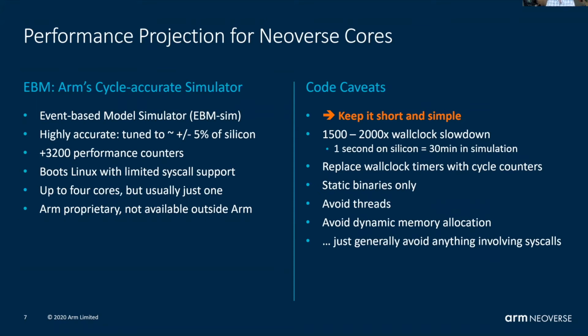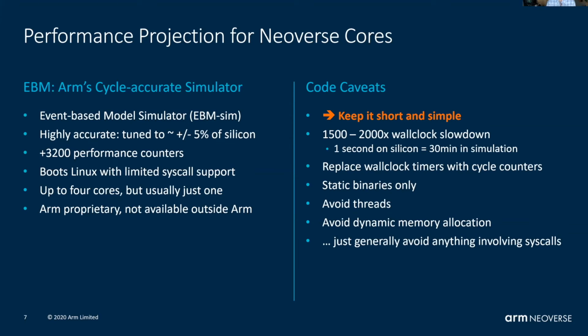So how do we project performance of applications on this platform? Well, one thing we consider is the performance of representative microkernels in simulation. And I'll be showing you some numbers from ARM's cycle accurate simulator, the event-based simulator, or EBM. This is a highly accurate core simulator. It's supposed to be within about 5% of a silicon implementation of the core. And because it's done in software, we have a distinct advantage where we can define many more performance counters than would normally be available in a real-world system.